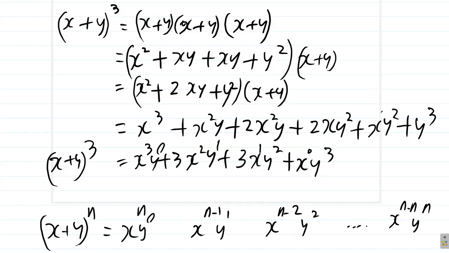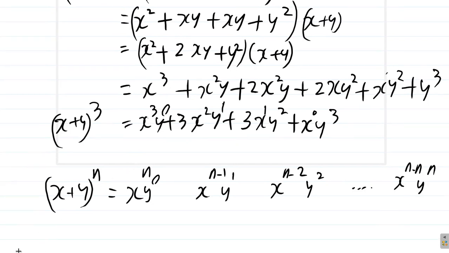What about the coefficients, the numbers that multiply x and y? Well, you have 3 letters in each case to arrange. In this case up here, 3 letters to arrange. You have 1, then 3, then 3, then 1. Okay, good.